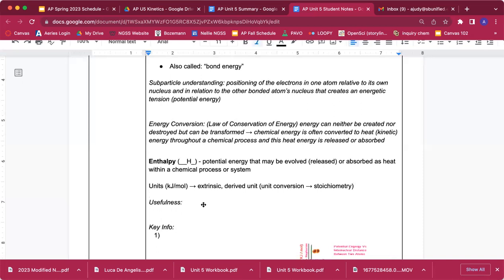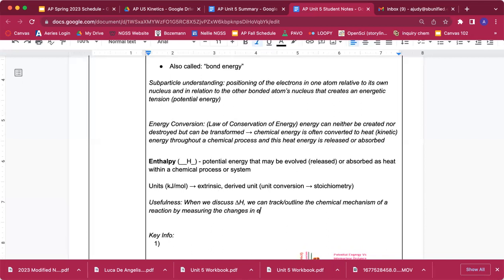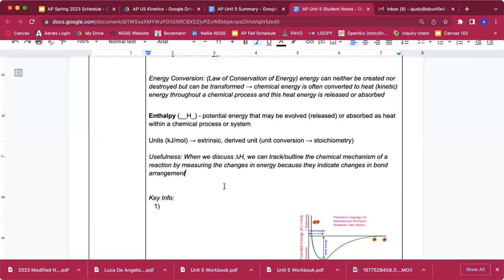So what's its usefulness? Well, when we discuss the change in enthalpy, triangle change in enthalpy, we can track or outline the chemical mechanism of a reaction by measuring the changes in energy, because they indicate changes in bond arrangement or atom arrangement.